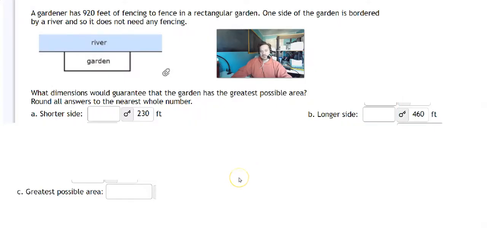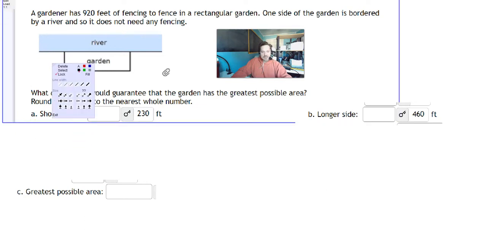A gardener has 120 feet of fencing to fence in a rectangular garden. One side of the garden is bordered by a river, and so it does not need fencing. Here's a picture. What dimensions would guarantee that the garden has the greatest possible area? Round all answers to the nearest whole number, for example. Okay, so let's go through the process a little bit.